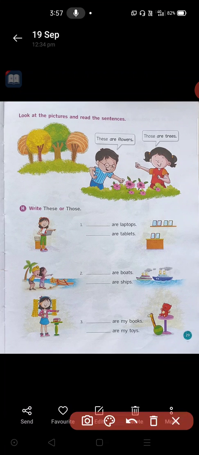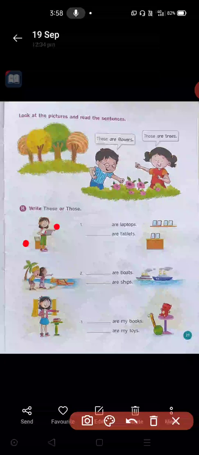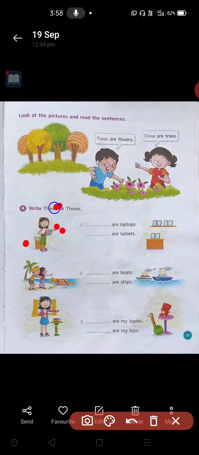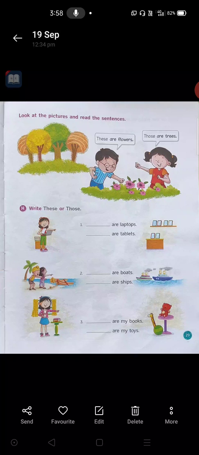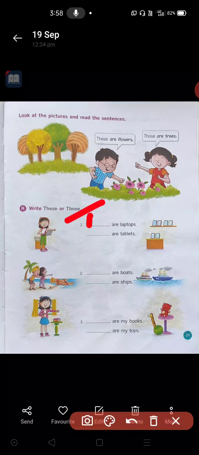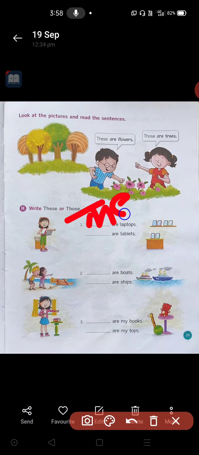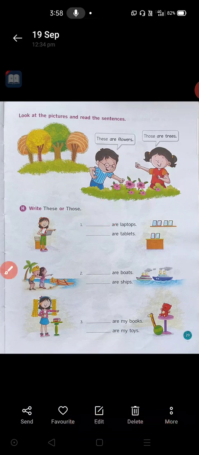Okay, then you see here, this girl is here, she is having a laptop in her hand. So what does she need to call it? Here, one is at the back side and one is on this side. So what are these two? These are laptops. Here you have to write these. Downside you write those.